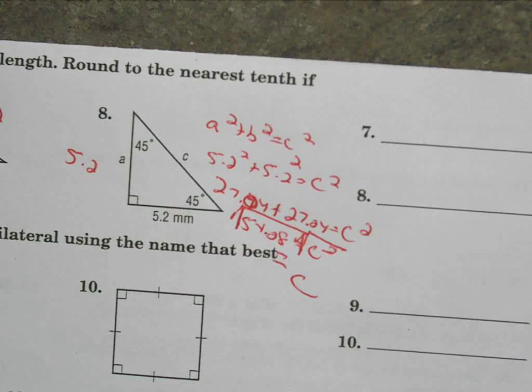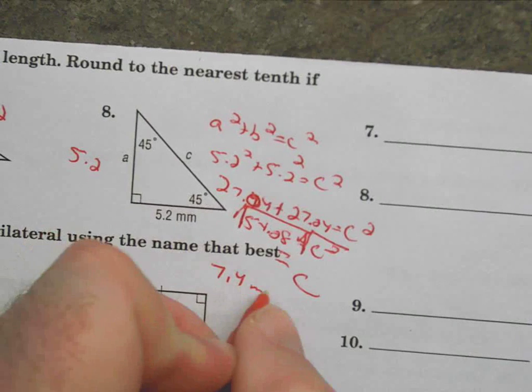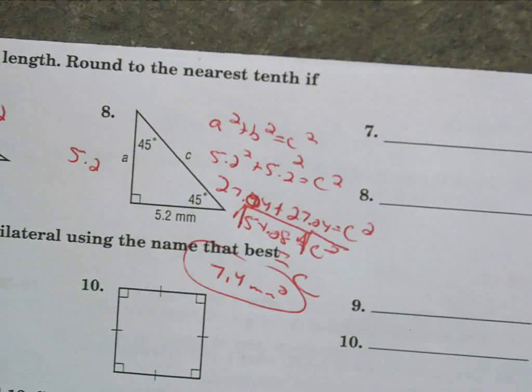Who's got the calculator handy and puts in 54.08, hits the square root key. It has to be greater than 5.2 and less than 10.4. Who's got my answer? Mike? 7.4. I'll take that. 7.4 millimeters squared. Everybody agree 7.4? Works?